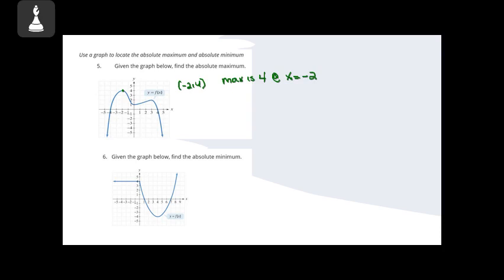And then for 6, we want to find the absolute minimum. So you find the absolute lowest point, there's only one. It is at the point 4, -4. So the minimum is -4, the y value, at x equals 4. And that is the end of that section. You can work on the homework.